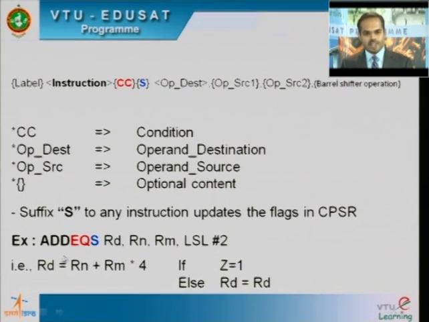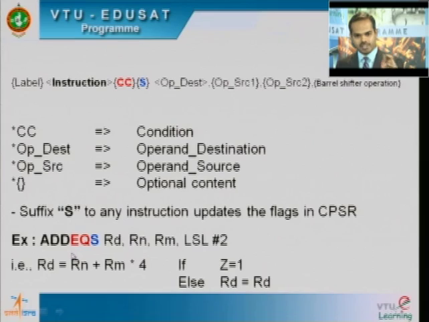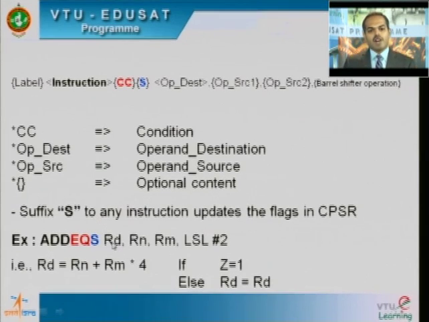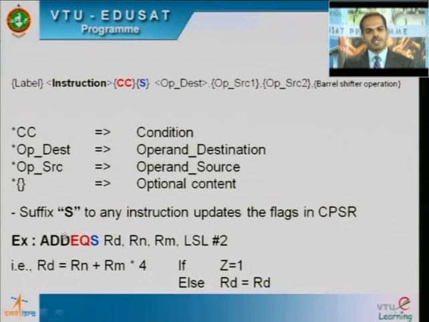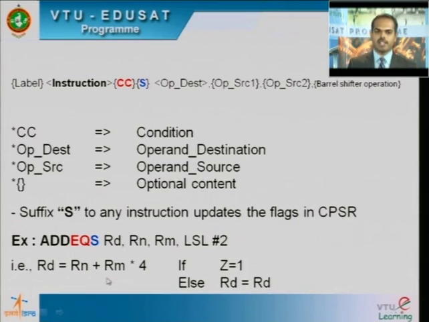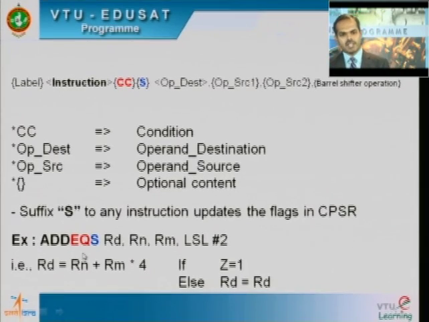Now one example: add is an instruction, EQ is a condition. We will come to that in detail; right now we just mention it. EQ is a condition, and S is a suffix that updates the flags in the CPSR register. Now RD, Rn, Rm, LSL #2. This is the same instruction that we took in the previous slide. What it does is RD equals Rn plus Rm multiplied by 4. We have discussed this. But here is a condition. What is a condition?